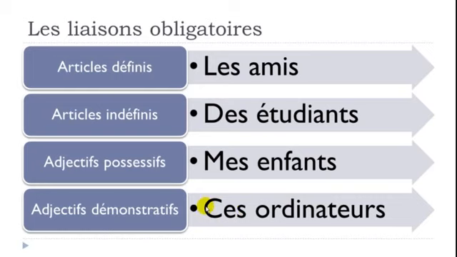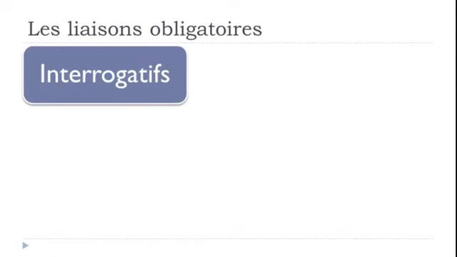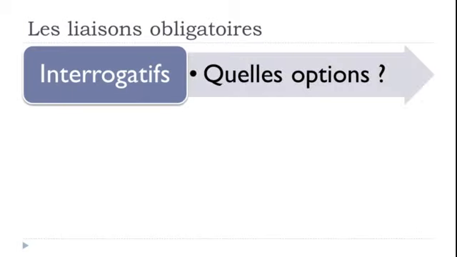And of course les adjectifs démonstratifs, this or these. In that case I took the plural form, these, and then ordinateurs, computers, so you should make the liaison between s and o: ces ordinateurs, ces ordinateurs. So les amis, des étudiants, mes enfants, ces ordinateurs. In these cases you should make the liaison without any doubt.